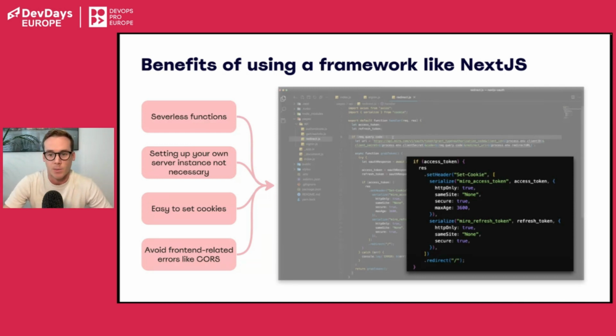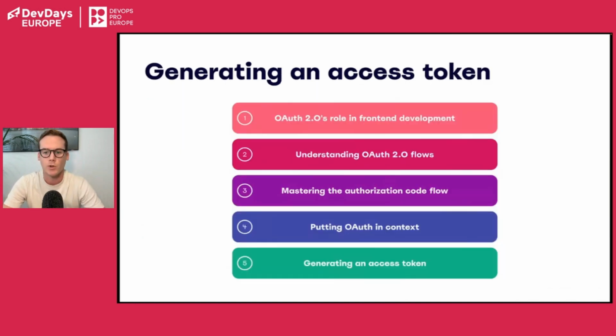And lastly, this setup allows us to avoid certain CORS errors. So things like cross-origin resource sharing, which I mentioned before, removes some of the difficulties you can encounter there. Okay, so we've walked through most of the foundational aspects of the authorization code flow and added some context around how it's triggered from the front end. Now let's take a closer look at an end-to-end example of generating an access token from our code.